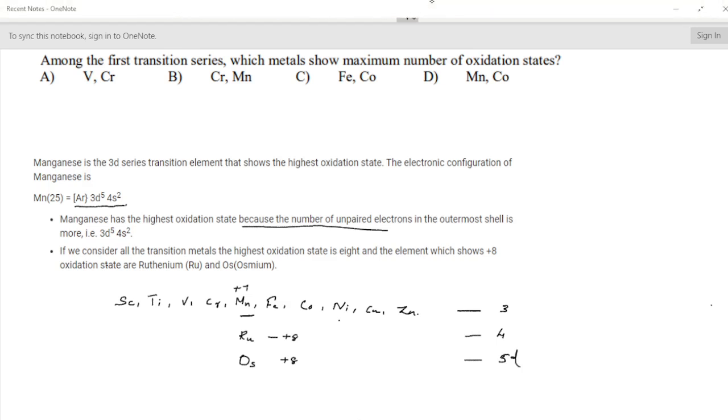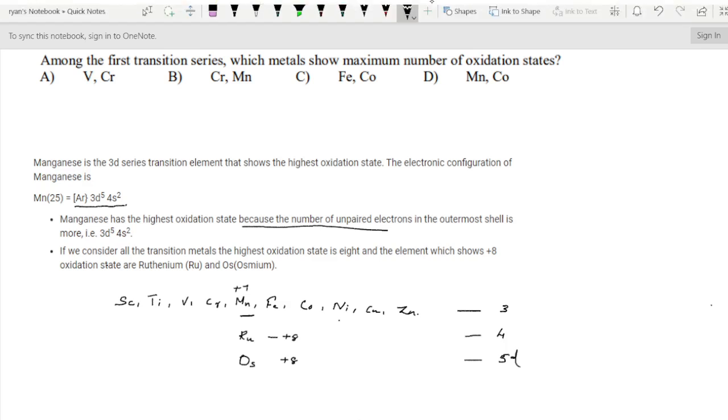Therefore the answer is B or D. In this case manganese's maximum oxidation state is plus 7. Chromium's maximum oxidation state is plus 6. But here Mn's maximum oxidation state is plus 7, and cobalt's maximum oxidation state is plus 5. Therefore the answer is B.